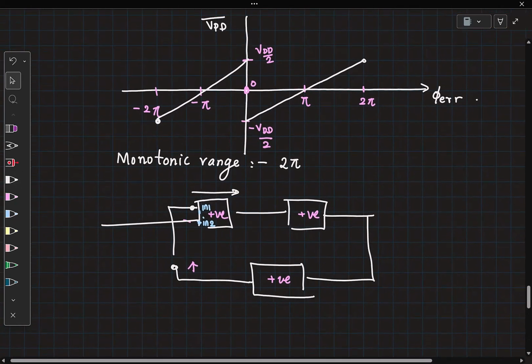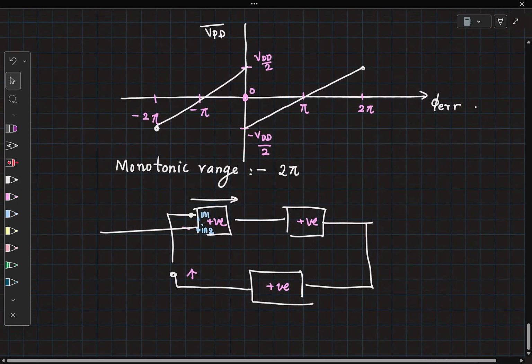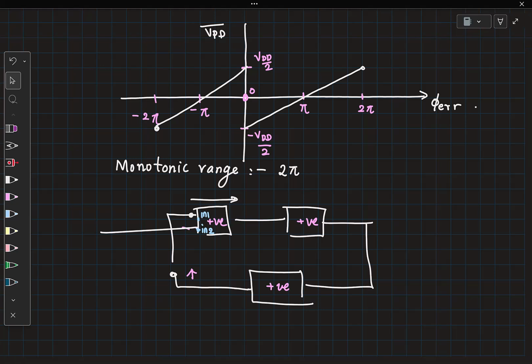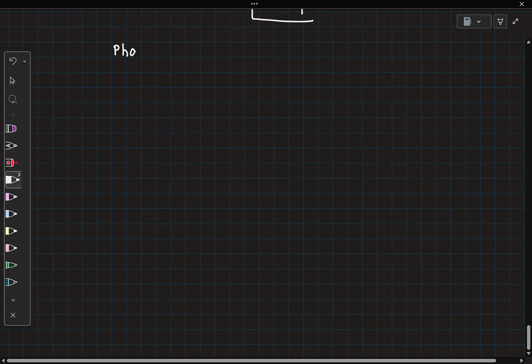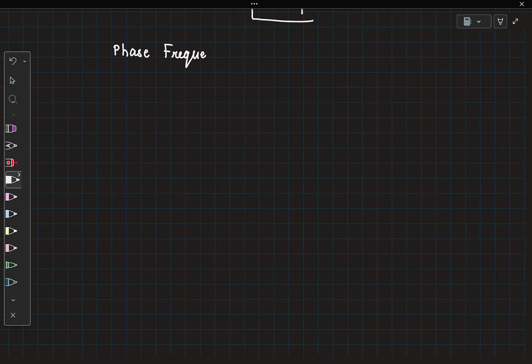All right. Any other questions on this? If not, here we have 1 minute left. So I'll just introduce you to the next phase detector. The next phase detector is called the phase frequency detector. Right? And the motivation behind this detector is as follows.